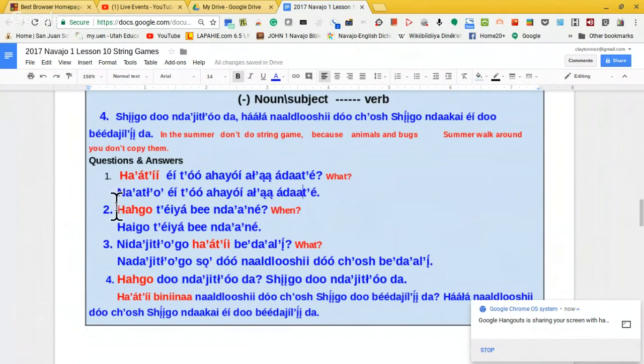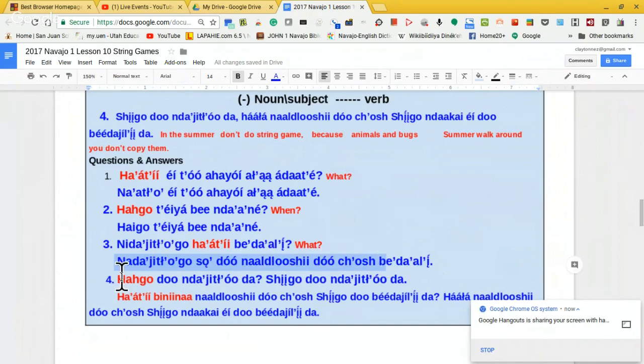Okay, next. Hako, when. Hakot eya ben da'at ne. When, only when. And the answer is Hakot eya ben da'at ne. Okay. Jitlo. Ndajitlo go. Hati ben beda'al. What is being replicated? Ndajitlo go sondo naltlo shido josh beda'al.